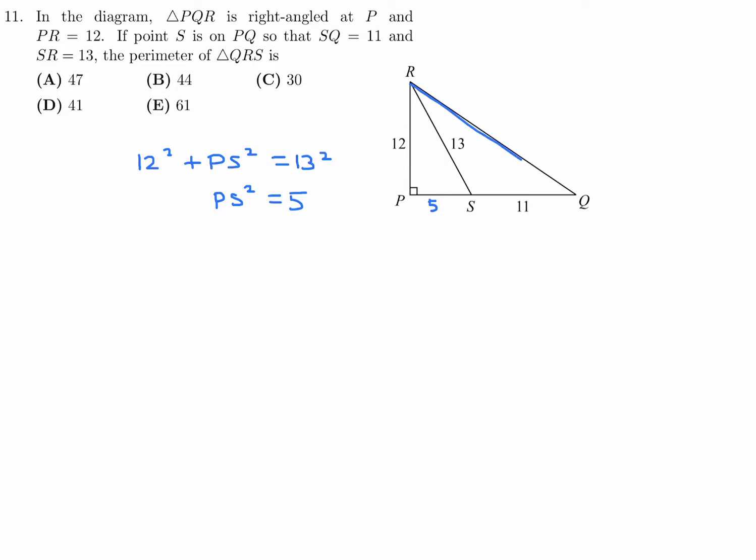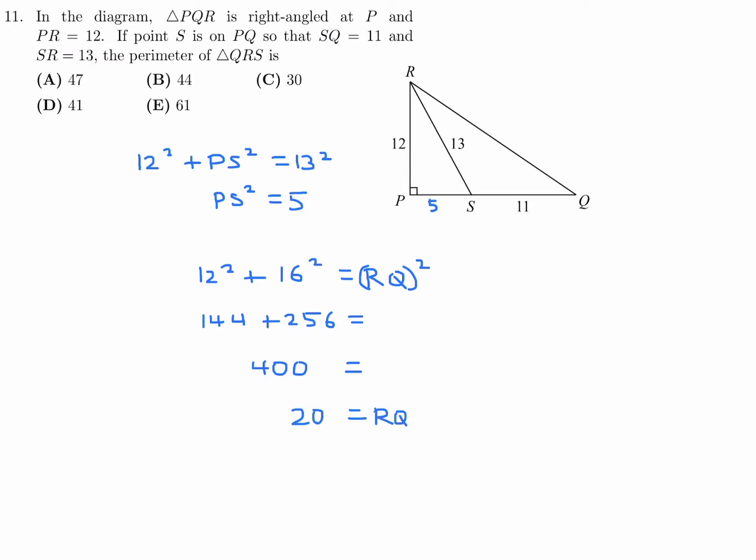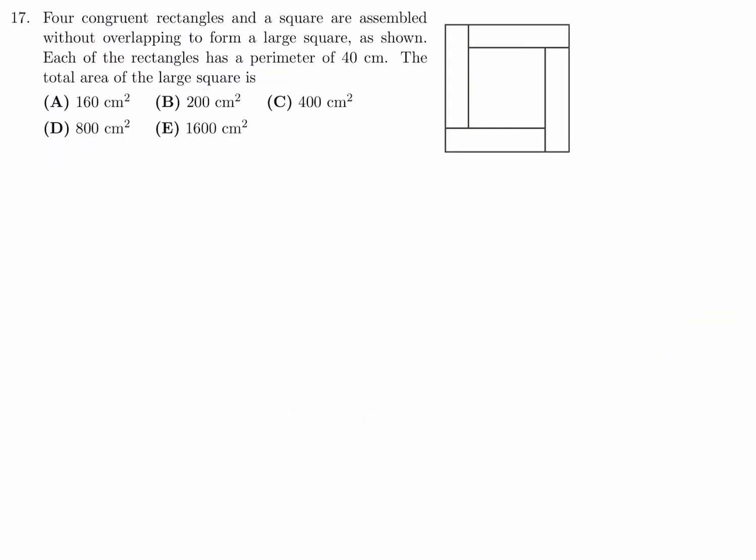And then we can figure out RQ using Pythagoras again. 12 squared this time plus that length, which is 5 plus 11, which is 16 squared, is equal to RQ squared. So that's going to be 144 plus 256, and that's 400. So that means RQ, if you take the square root, will be 20. So that's 20 right here. So finally, the perimeter of QRS is going to be 20 plus 13 plus 11, and that is 44. So number 11, the answer is B.